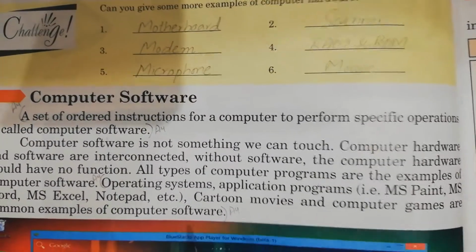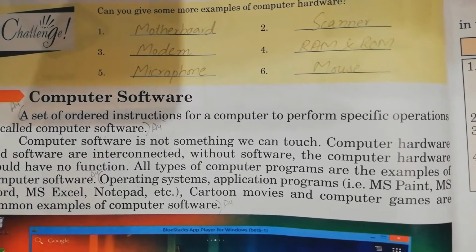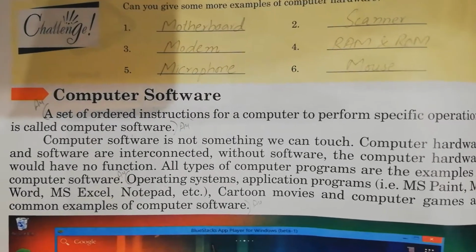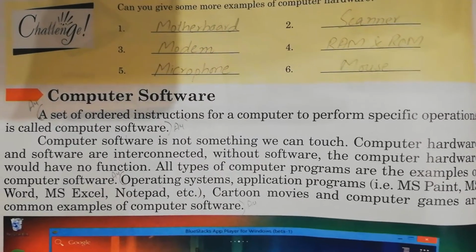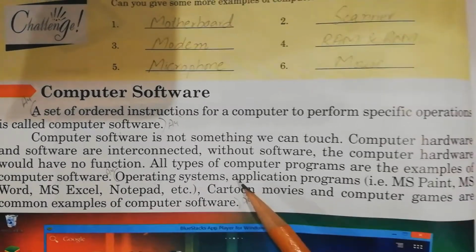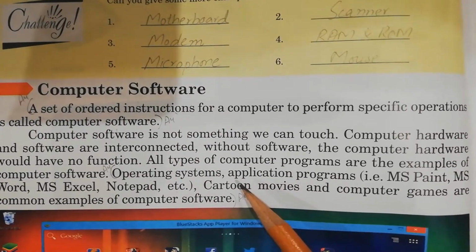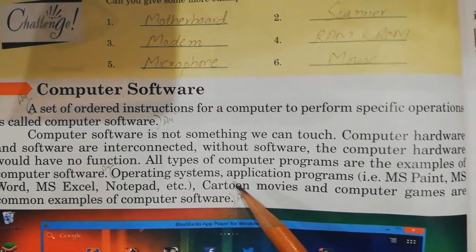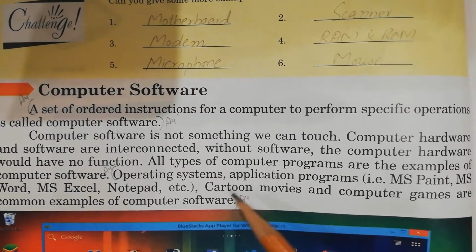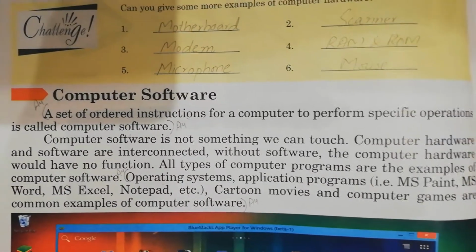So a set of ordered instructions for a computer to perform specific operations is called computer software. In contrast to software, hardware is a physical entity. Hardware and software are interconnected. Without software, the hardware of a computer would have no function. However, without the creation of hardware to perform tasks directed by software via the central processing unit, software would be useless.